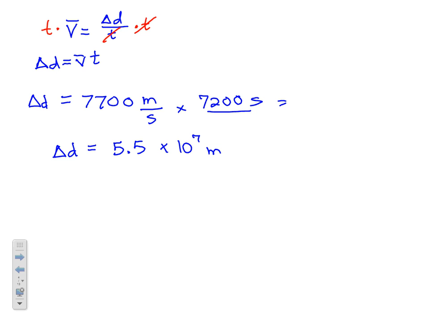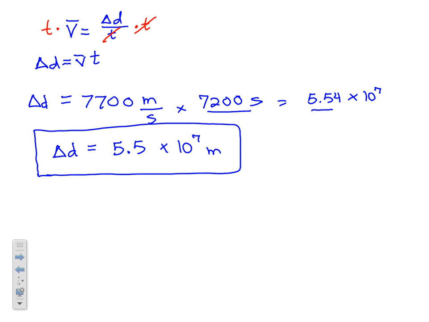When you put this in your calculator, you're getting something like 5.54. Look all the way to the end of your number. It'll say e to the 7th, and then I'm just changing it so I have 2 sig figs. And once you're satisfied with your answer, make sure you've actually solved what you've been asked to solve for, and put a box around it.